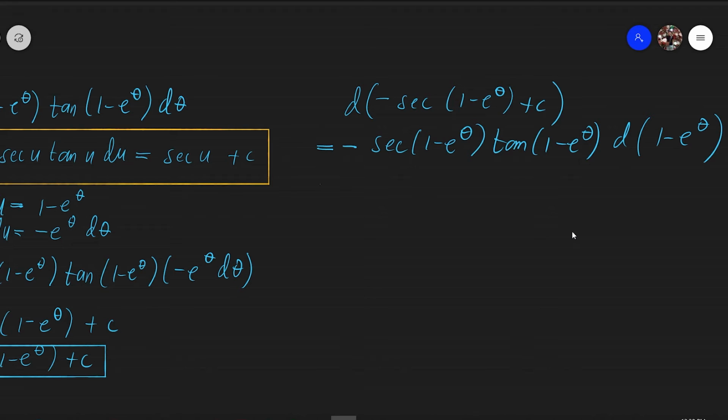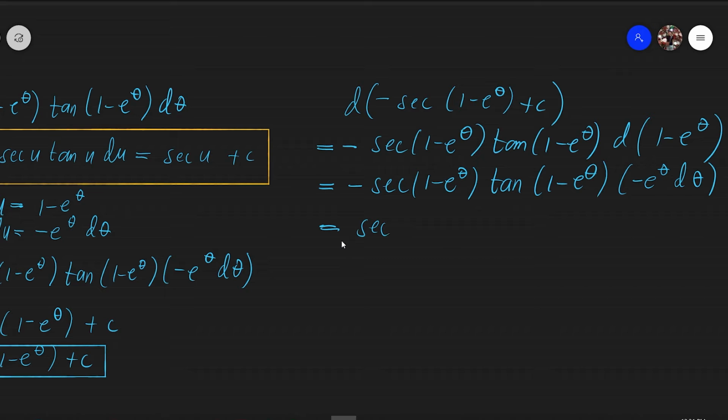Okay, so simplifying this further, this will be the negative of secant of 1 minus e raised to theta, tangent of 1 minus e raised to theta, and your du will be negative e raised to theta d theta. So your negative here and this one, when you multiply them, will be equal to positive. So this will be secant of 1 minus e raised to theta, tangent of 1 minus e raised to theta, positive e raised to theta d theta.